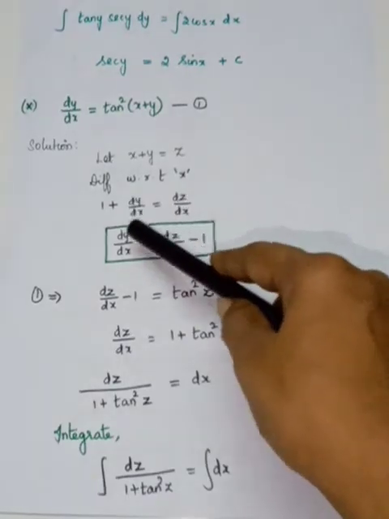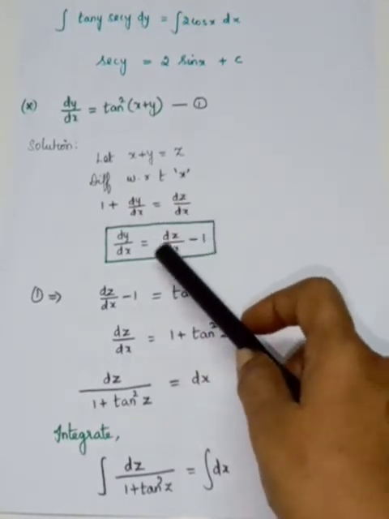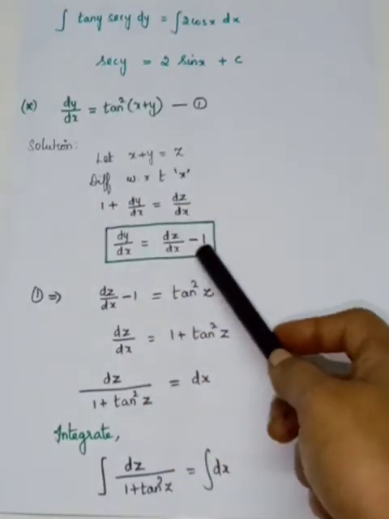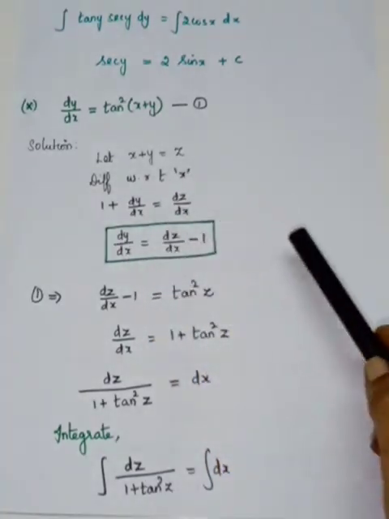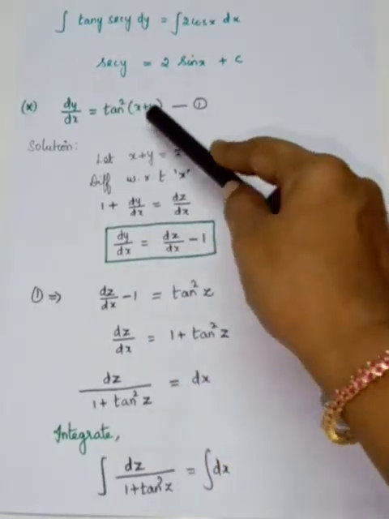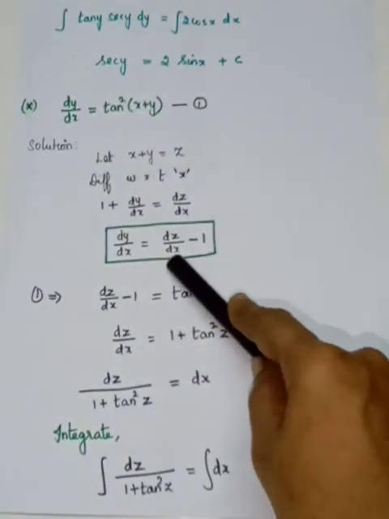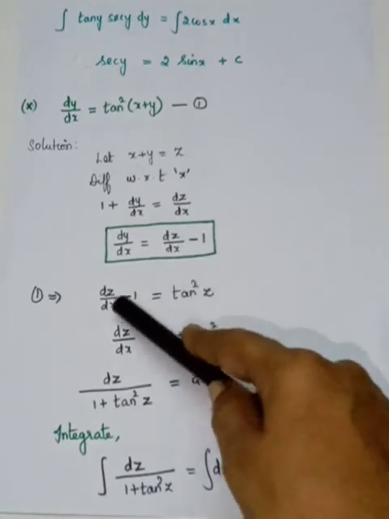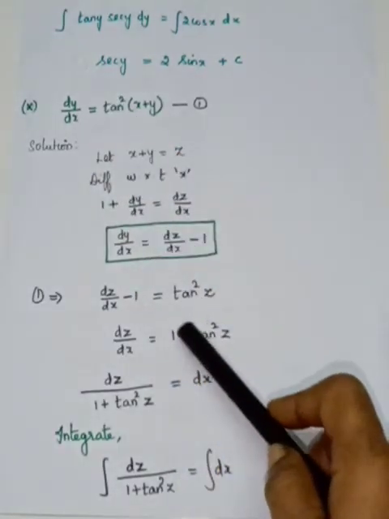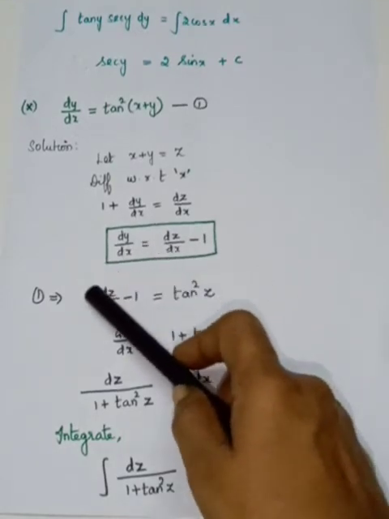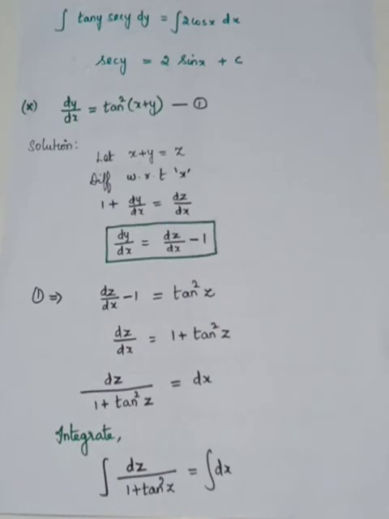So from this, dy by dx is dz by dx. The plus 1, when you bring it to the right side, is minus 1. So we have brought dy by dx. Take the question: in the place of dy by dx, you can substitute dz by dx minus 1 is equal to, what has to come? Tan squared z. Now your differential equation involves z and x.